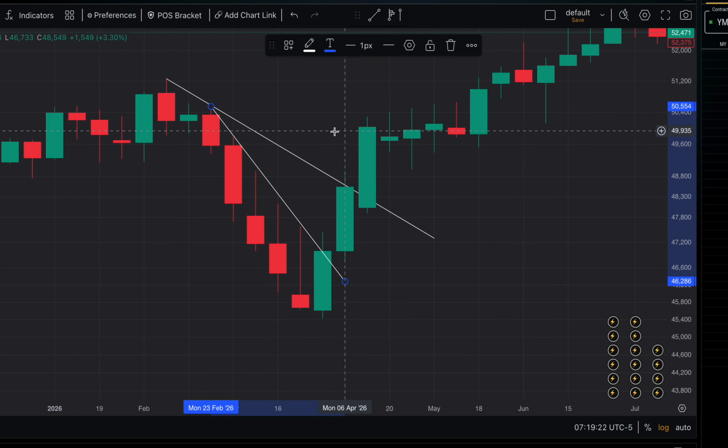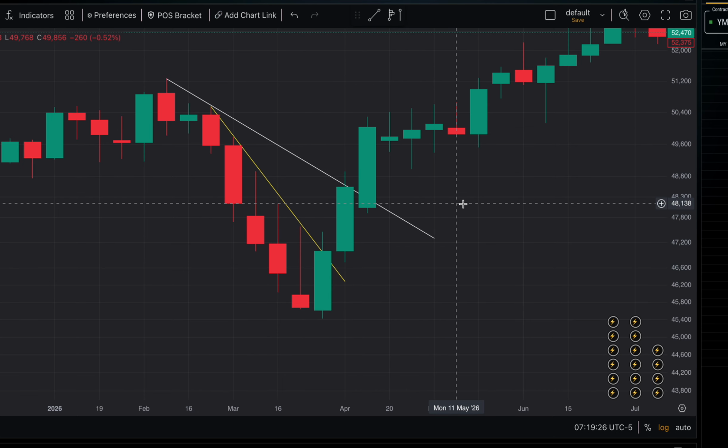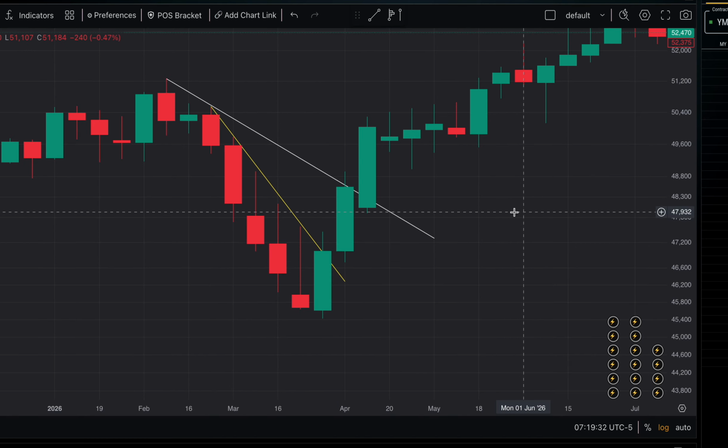Now look at this trend line, y'all. Look at the second one. I'm gonna change the color. Look at the yellow trend line. We got 1, 2, we got 3 touches, and price likes that level. It likes that trend line. So this is a valid trend line.